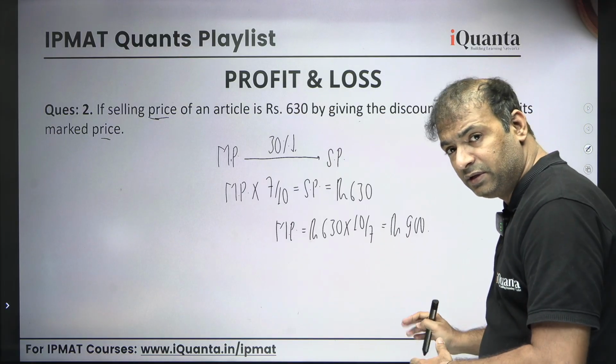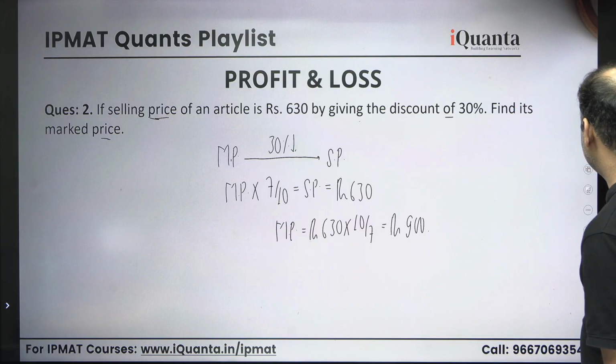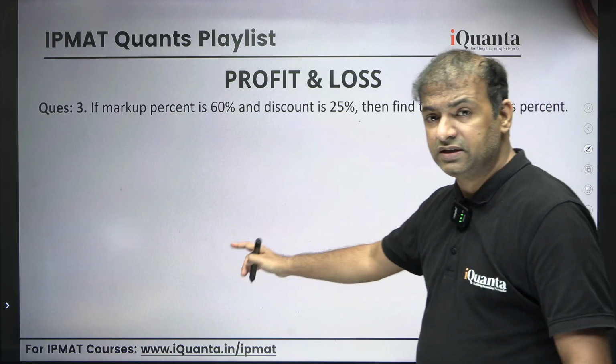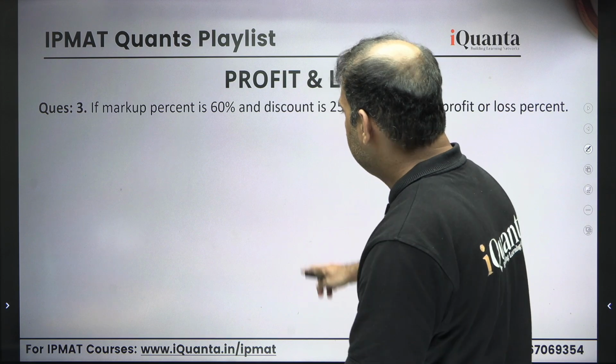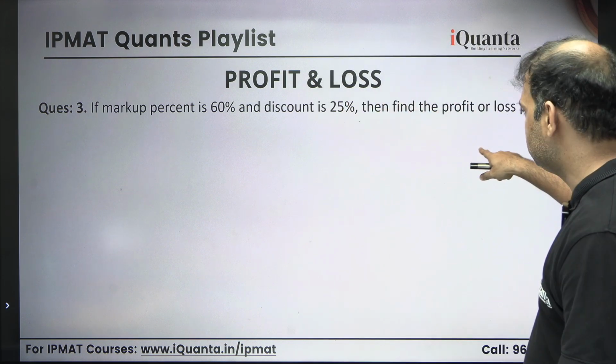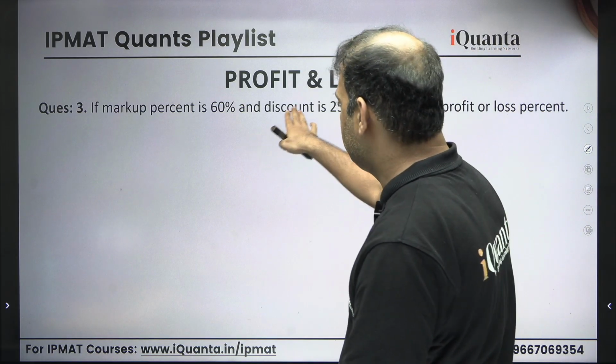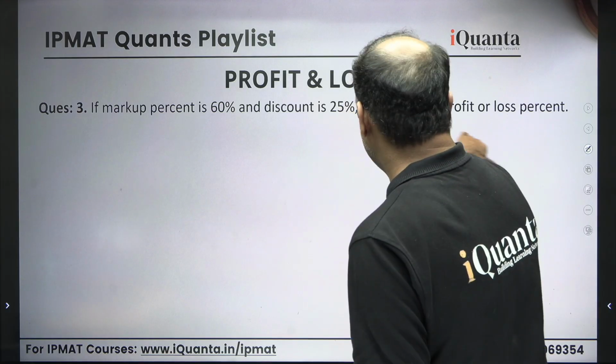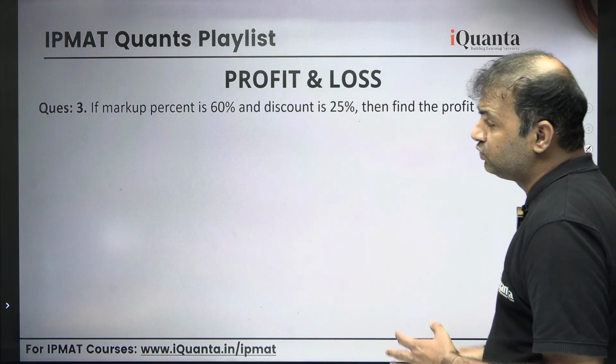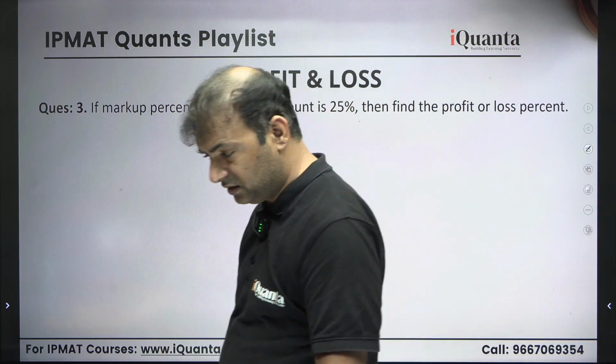Alright guys, simple case, right? Now let's increase the level a bit. Next question says that if markup percentage is 60 and discount is given 25%, then find the profit or loss percentage. Markup percentage is given, discount percentage is also given, and we need to find the profit or loss percentage. So no value is given, only the percentage terminologies are given.